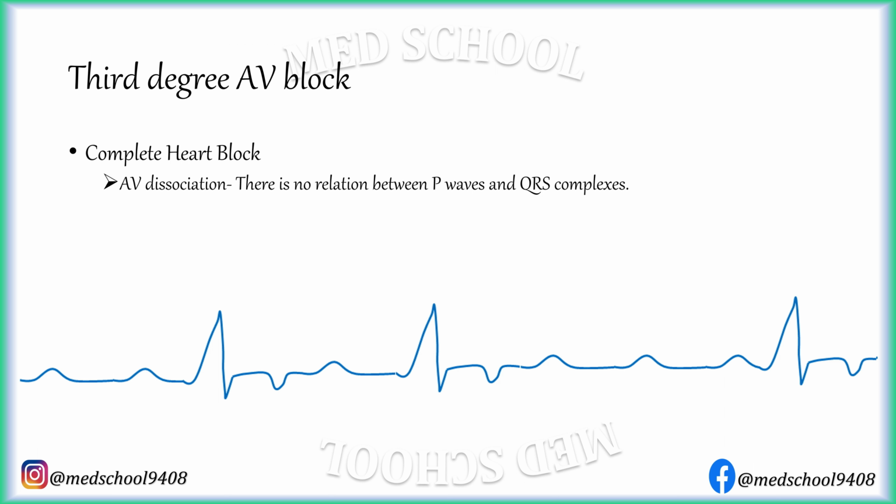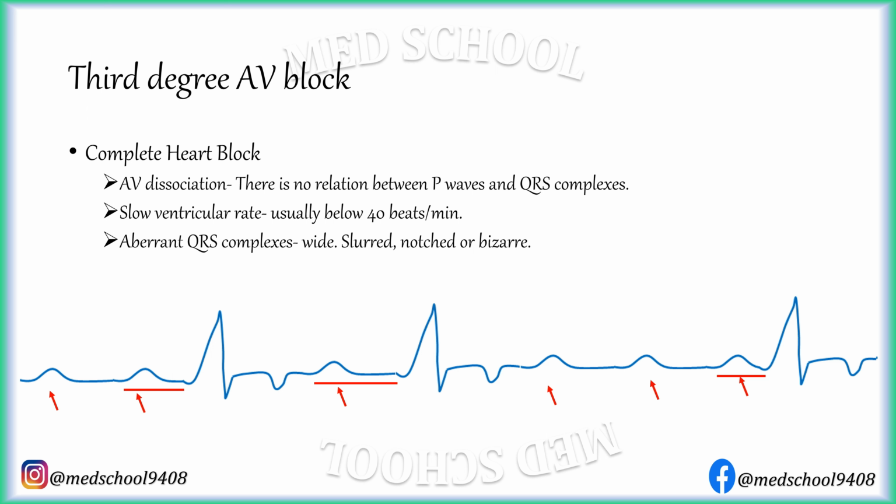This is evident on ECG as every P wave is not followed by QRS complex, and PR intervals are also not constant. As inherent rate of ectopic ventricular pacemaker are low, hence ventricular rate is slow, usually below 40 beats per minute. As site of ectopic pacemaker goes further away from bundle of His, inherent rate goes on decreasing. QRS complexes are usually wide, slurred, notched and bizarre. As with rate, as site of ectopic pacemaker goes further away from bundle of His, aberrancy of QRS complexes goes on increasing.